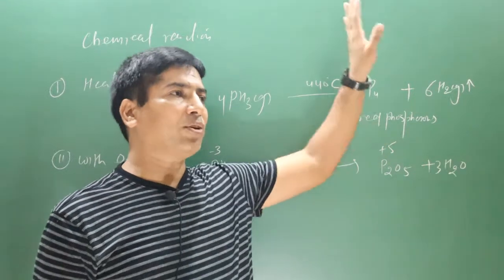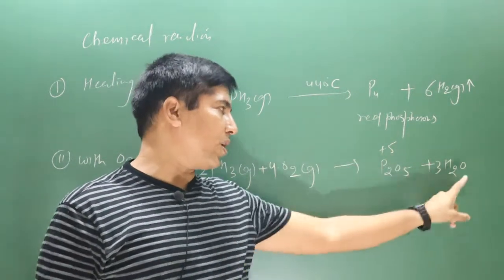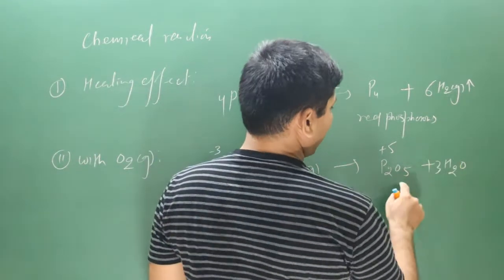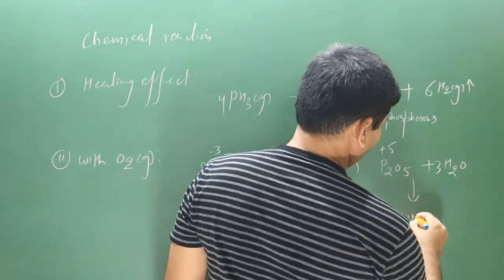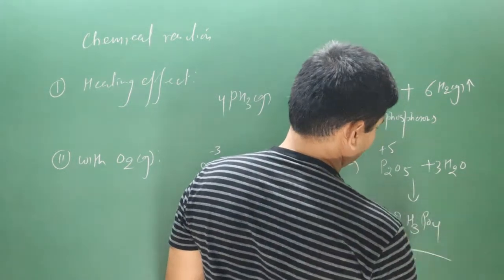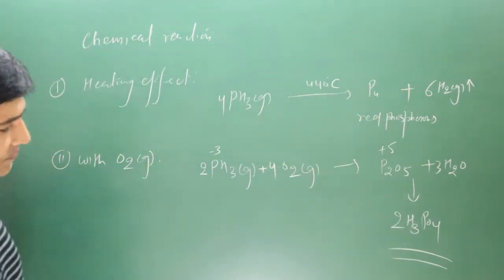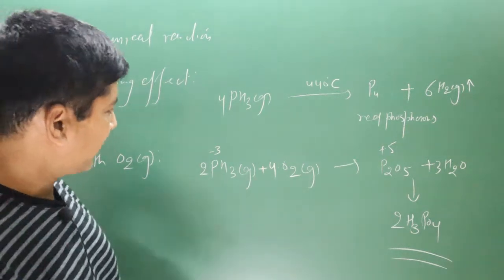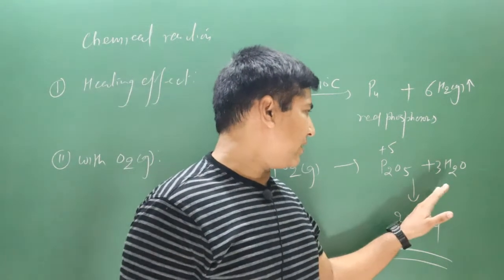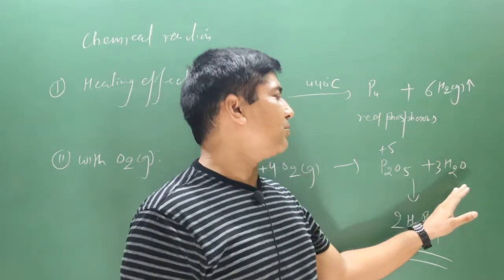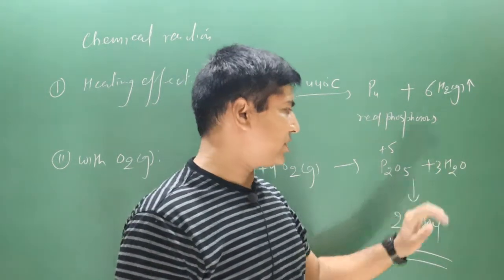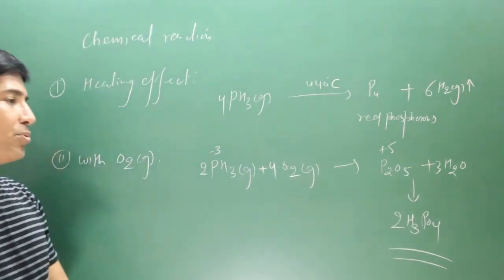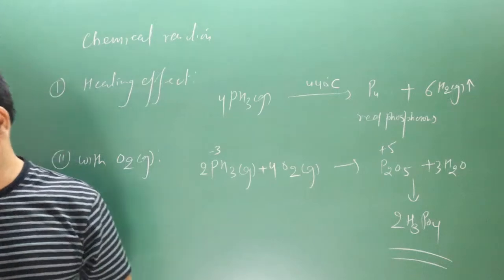You can see in this chemical reaction, as soon as the reaction is going to complete and water molecule is formed, water molecule should be removed immediately, otherwise water molecule will combine with P2O5 to form H3PO4. Balance this equation. 2 H3 phosphoric acid. Phosphoric acid is formed. So this is the reason in this chemical reaction, as soon as water is produced, it should be removed to stop this reaction, otherwise both will combine together to form phosphoric acid. Now let's move on to the next chemical reaction.